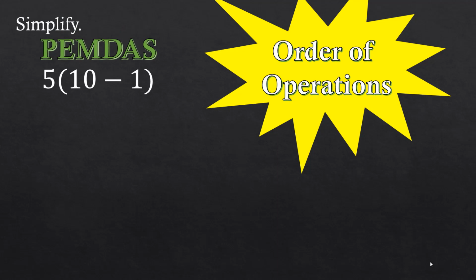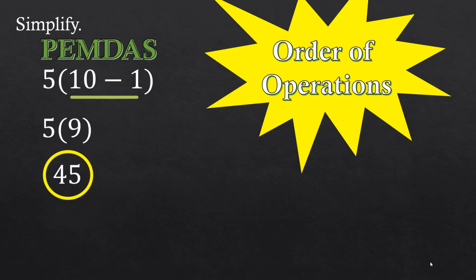That's our memory cue. So the P in PEMDAS stands for parentheses, so I know that I have to perform operations within parentheses. I would simply work with 10 minus 1. We know that it's 9, so I'll bring down 5 times 9, we end up with 45 for our answer.